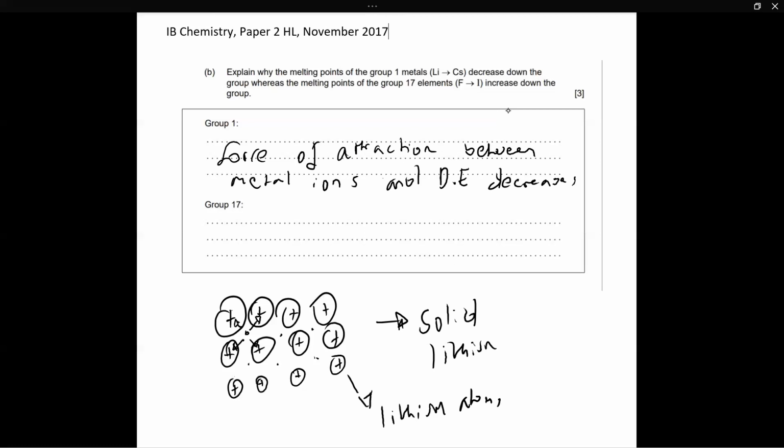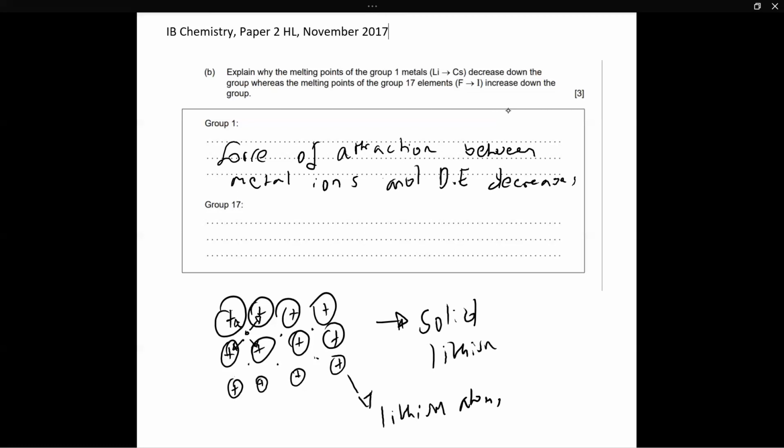It's because the force of attraction between metal ions and delocalized electrons decreases. And you can also add a reason stating that this is because the ionic radius of the metal ions increases as you go down. You can put that as well. But really, that's up to you. If you want extra details, sure, go ahead. It's good. But if you want to save time, just put this one concise answer.